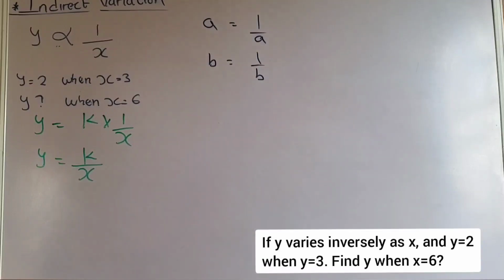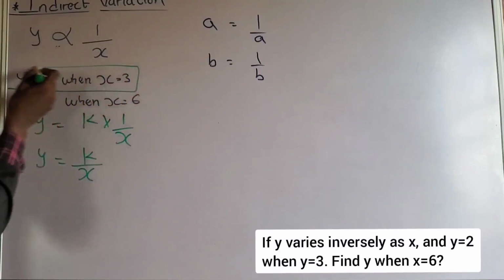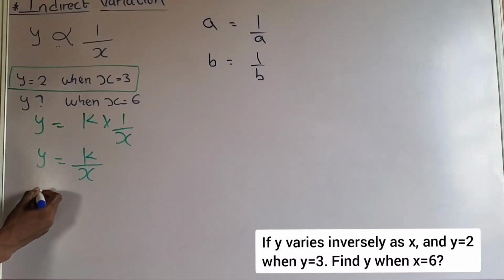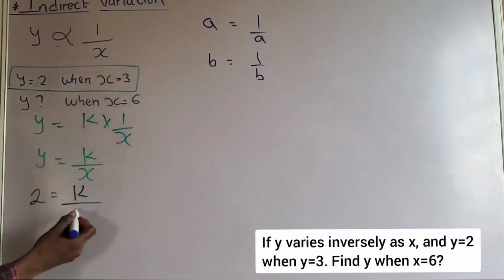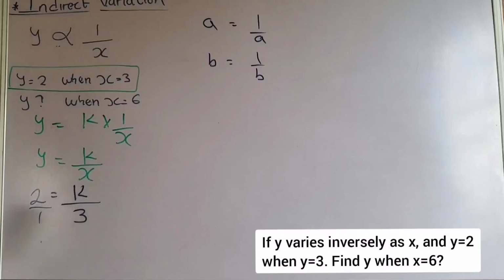Having understood that, we can now solve for the value of k from the values of y and x that we have been given. We've been given that y equals 2 when x equals 3. So I'm going to replace y with 2. So I'm going to have 2 equals k all over x. X is 3. So I'm going to have this over 3 and this over 1. So you are going to take the cross product. k will be equal to 6.